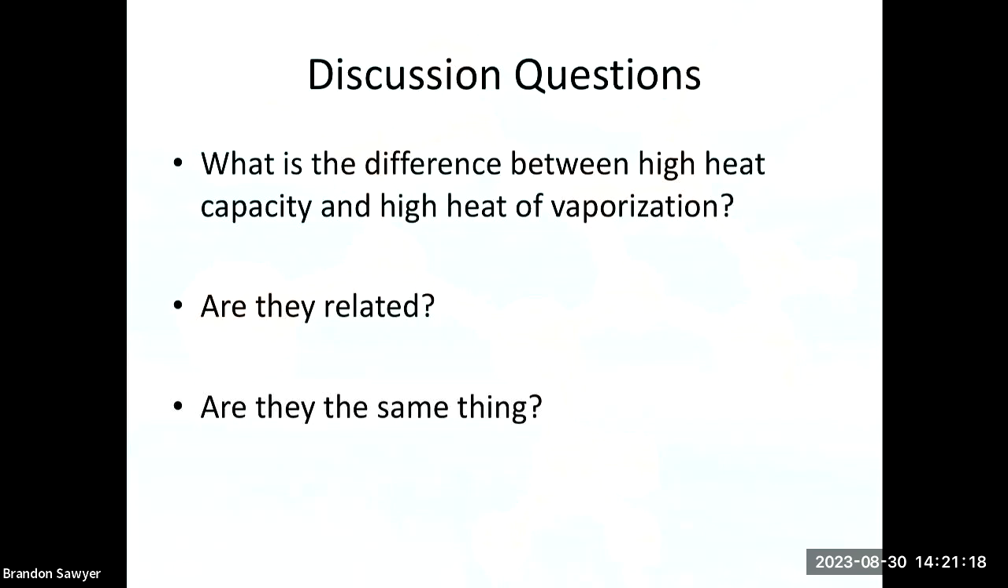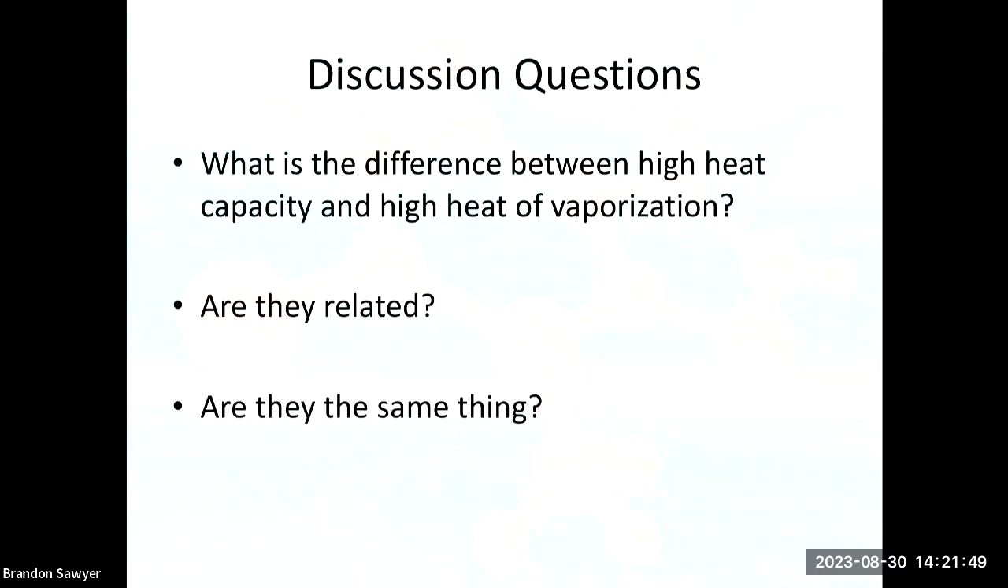All right, let's go ahead and come back together here. Anybody want to answer this? Are these two the same thing? How do you explain they're different? Anybody want to go for it? Yeah, go ahead. I said high heat capacity doesn't want to change. Water doesn't want to change temperature. Okay. And high heat of vaporization is at higher temperatures. It doesn't want to change states. Okay, I like that. Anybody else want to add anything to that?